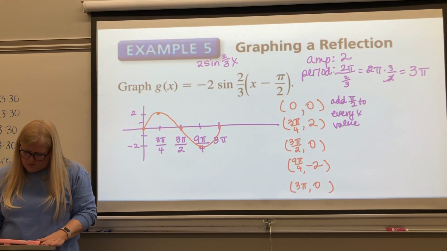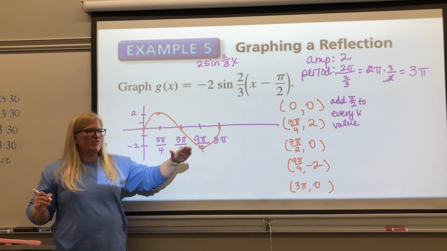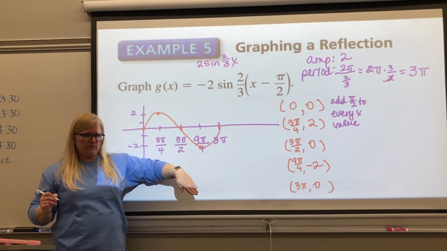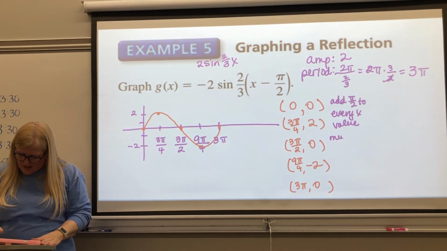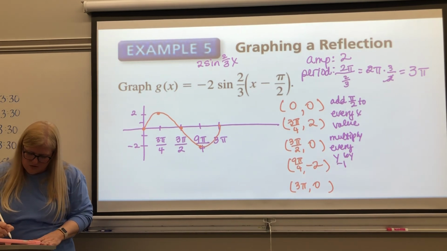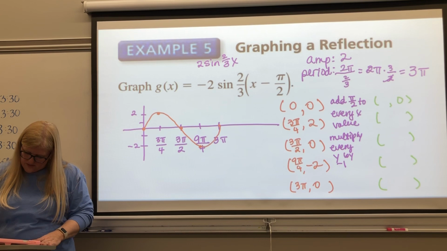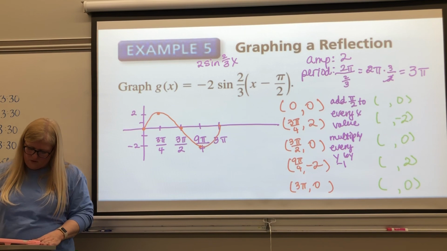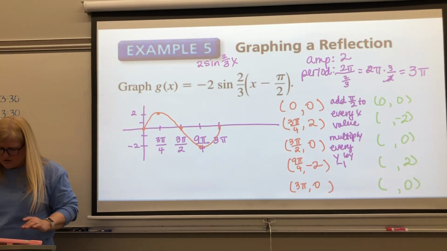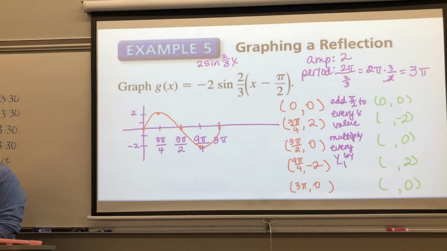But what about the reflection? I'm reflecting over the x-axis, so I'm going to multiply every y by -1. Okay, so I'm going to do the y's first. 0 times -1 is just 0. This is going to become -2, 0, 2, and 0. Now I used a calculator. I'm just going to throw this up here real quick.